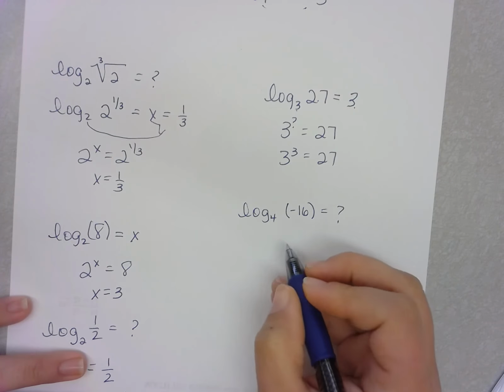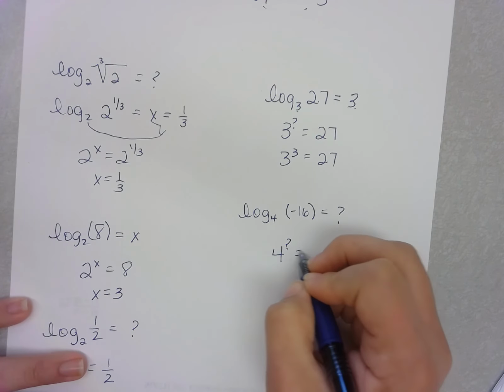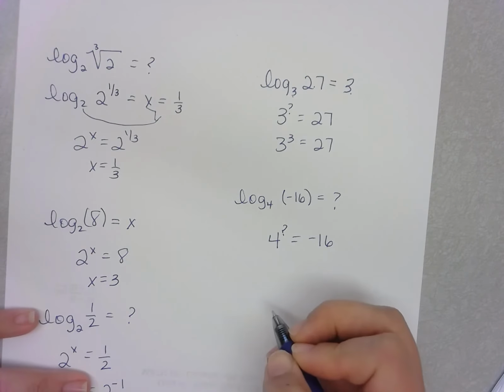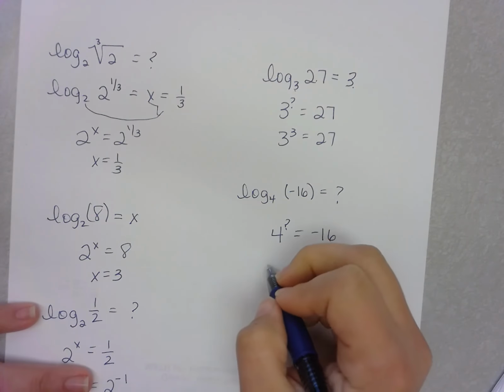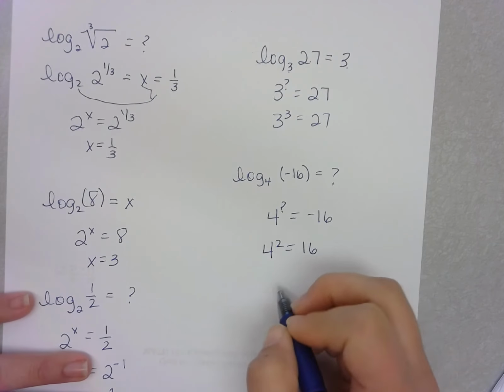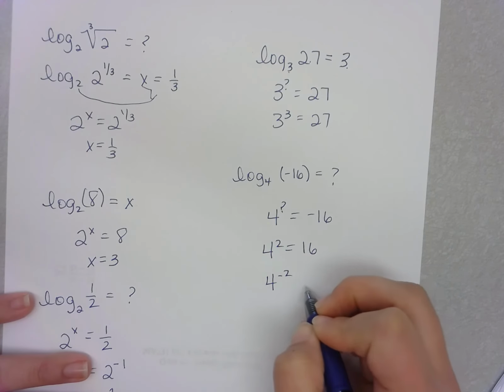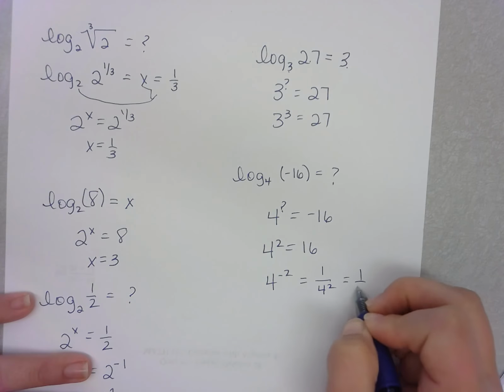Well, in exponential form, I get 4 to something here, my question mark, equals negative 16. Is there some power that I don't know about that I can raise 4 to that would give me negative 16? Because I could try 4 squared, but that gives me positive 16. And I could say, okay, well, what about 4 to the negative 2? Well, that's really 1 over 4 squared, which is 1 over 16.